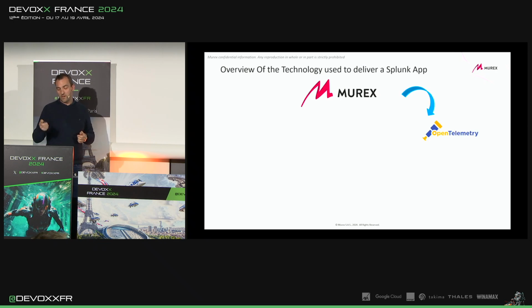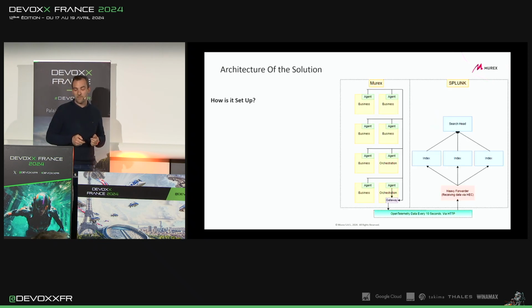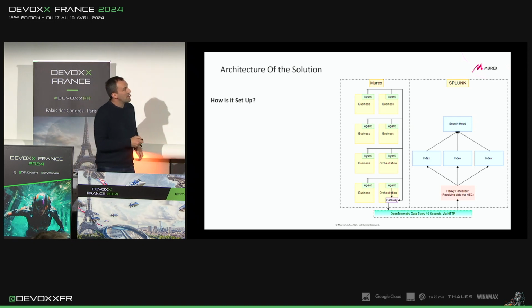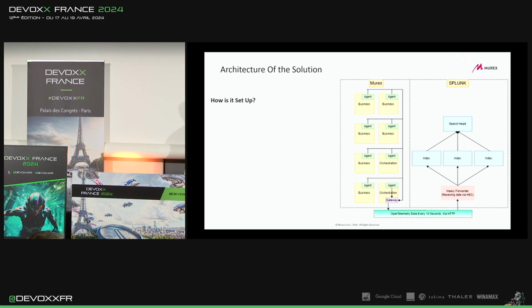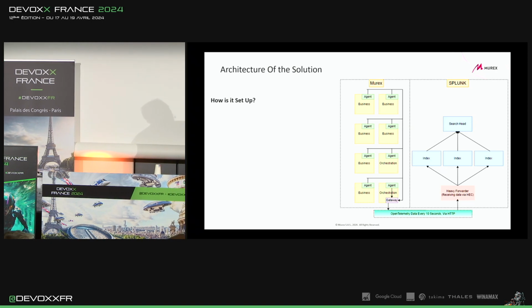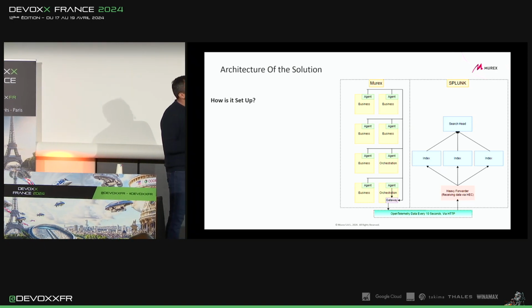Okay, so let's talk about a little bit of the architecture of the OTel solution. So again, now Murex, we're pushing data to OpenTelemetry. Okay, so how's it set up? On the left side here, this is Murex. Murex can exist on X number of boxes, but in this case it's 8. And on the right side is a visualizer. In this case it's Splunk.